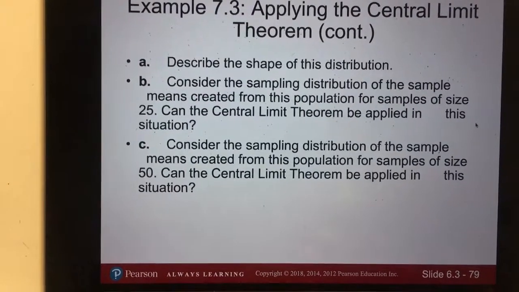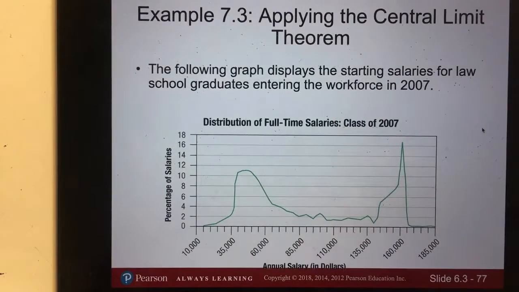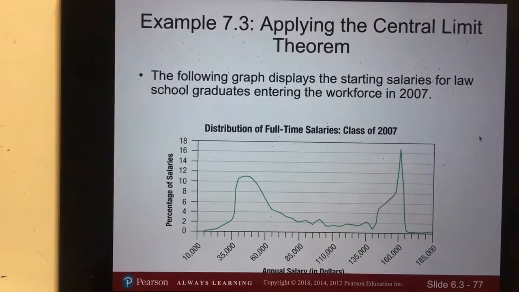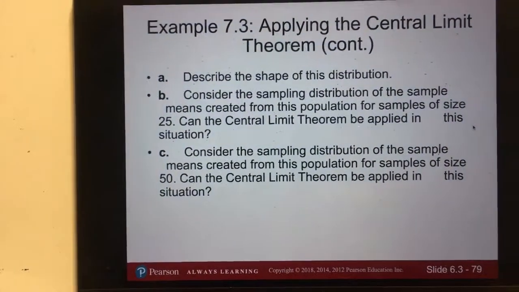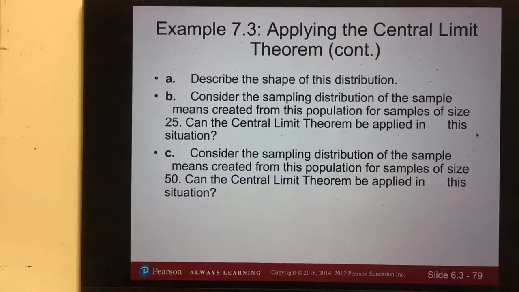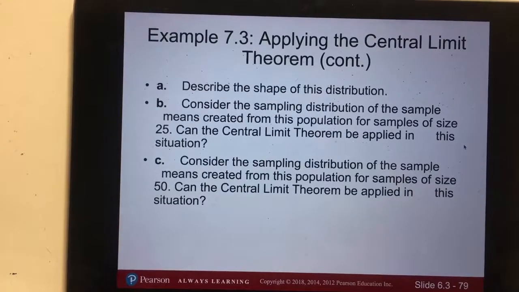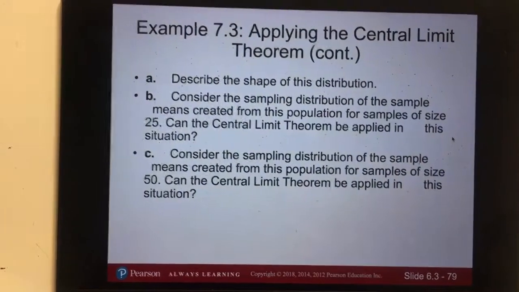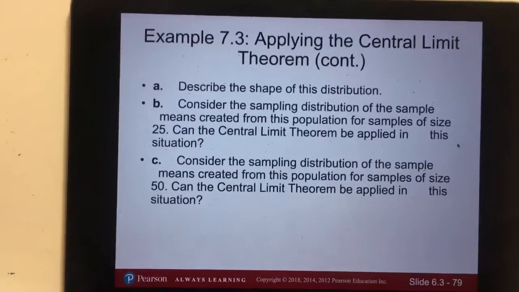Now it says, describe the shape of this distribution. Well, it's really, really weird. It's definitely got two big high points on it, and then it's got a bunch of weird twists and turns in between. It's hard to describe, isn't it? Consider the sampling distribution of the sample means created from this population for samples of size 25. Now, the original population was not normal, and our sample size is 25, which is less than 30. Can the central limit theorem be applied in this situation? And the answer is no. Basically, we are not able to do it.